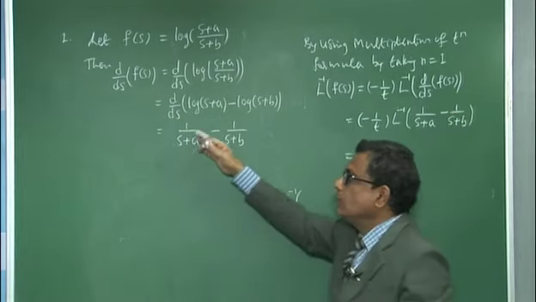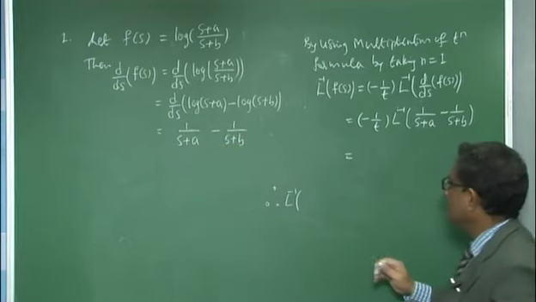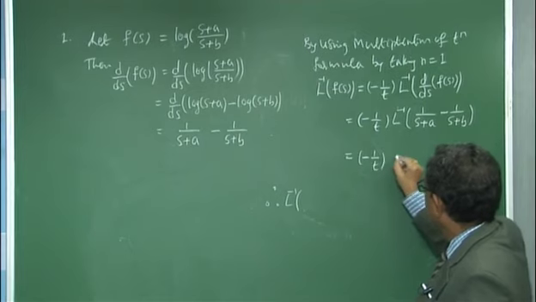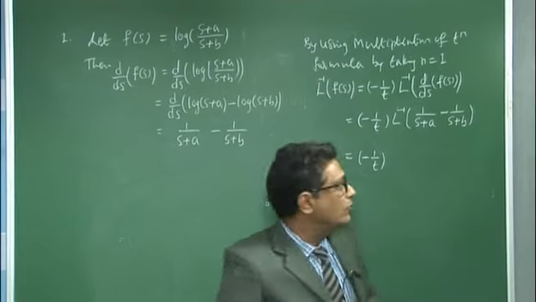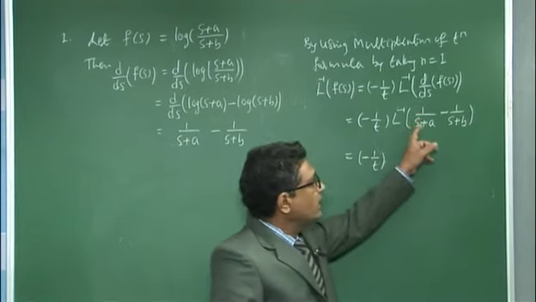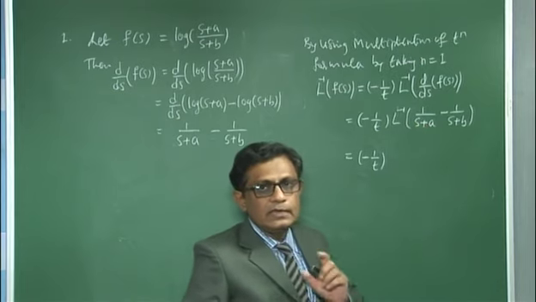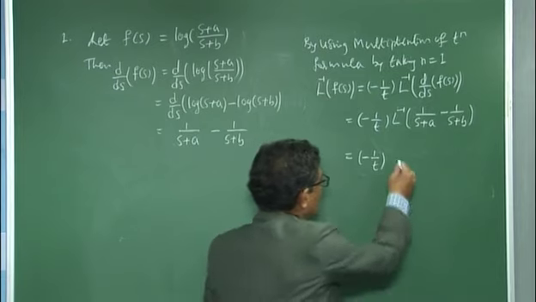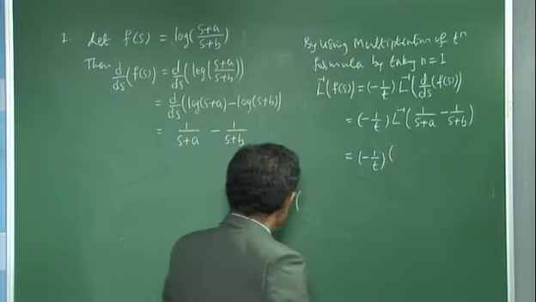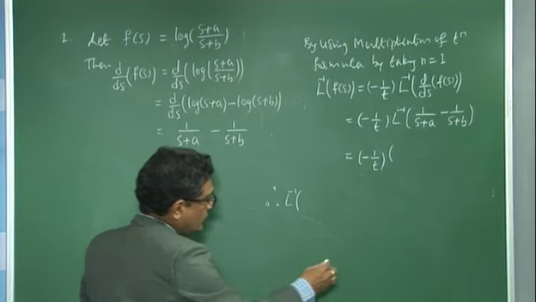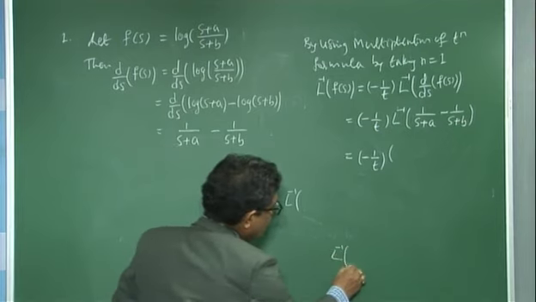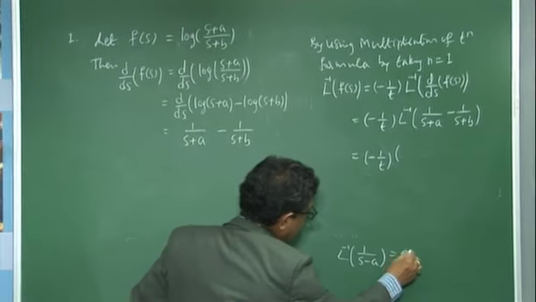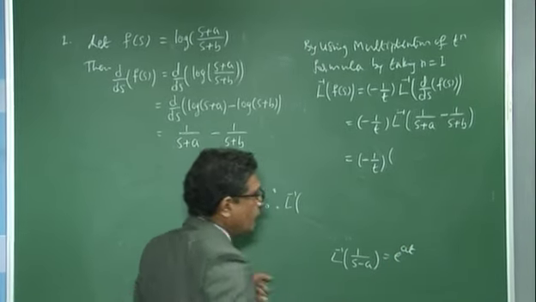Substitute the value d by ds of f of s. Now, it is minus 1 by t. What is L inverse of 1 divided by s plus a? Once again, by using the basic formula. What is this formula? What is L inverse of 1 divided by s minus a? It is e raised to at only.